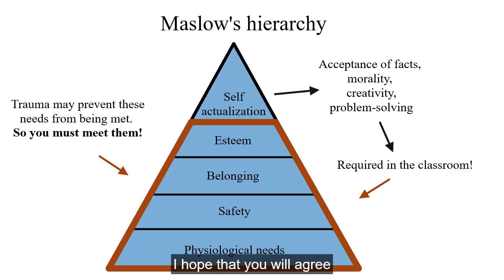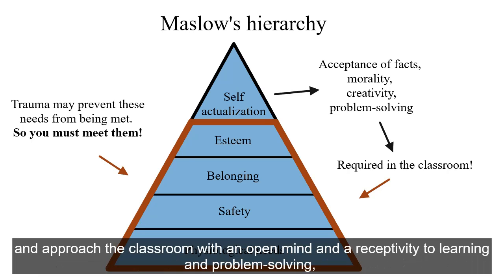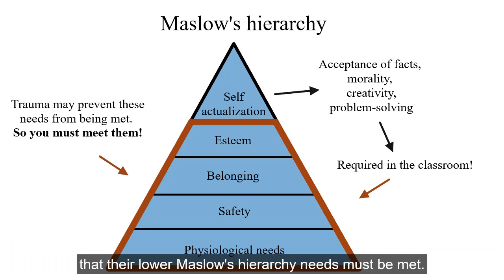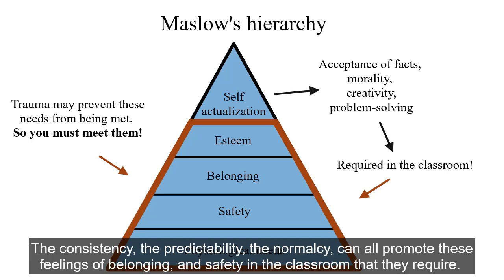I hope that you will agree that in order for your students to be able to achieve self-actualization and approach the classroom with an open mind and a receptivity to learning and problem solving, their lower Maslow's hierarchy needs must be met. Those needs are required for the classroom, and the consistency, the predictability, the normalcy can all promote these feelings of belonging and safety in the classroom that they require.